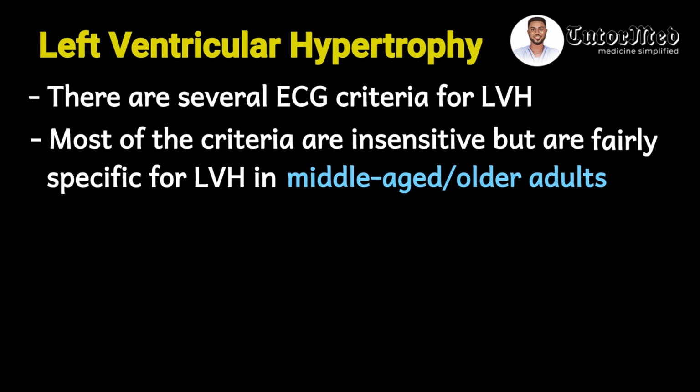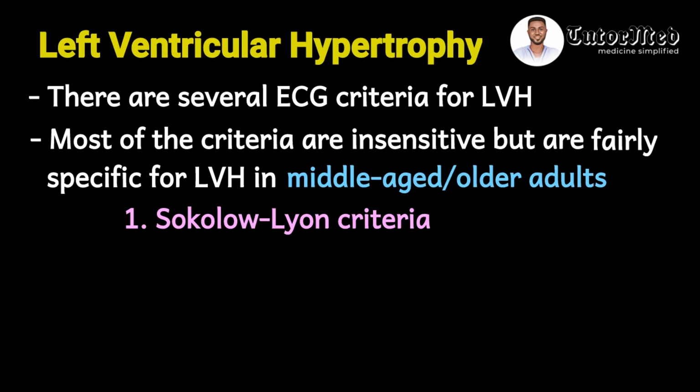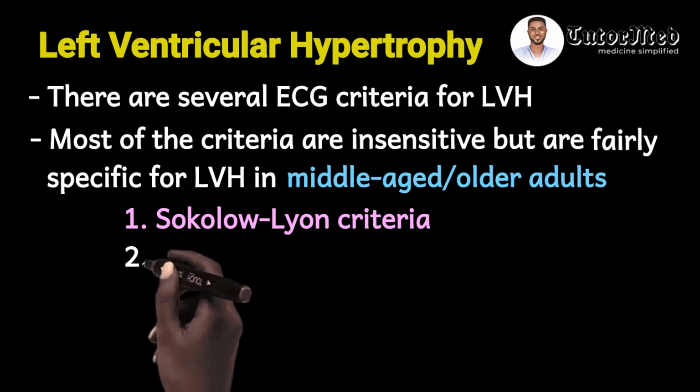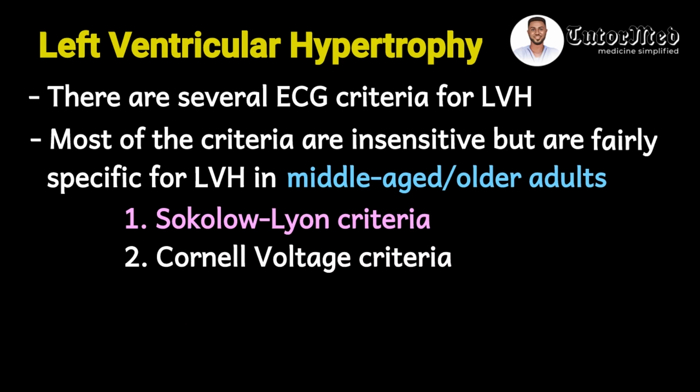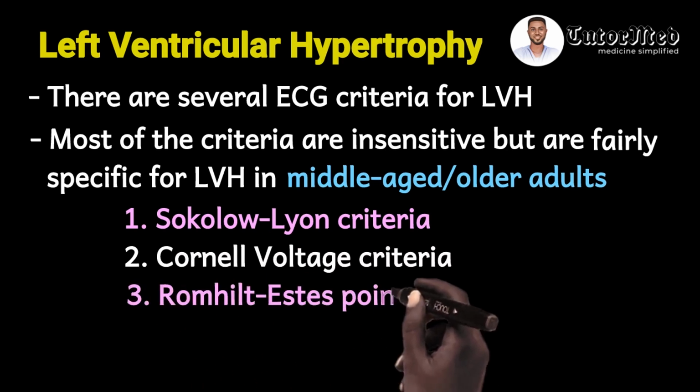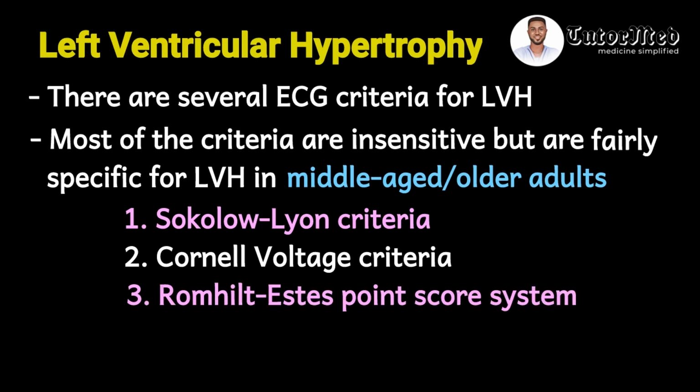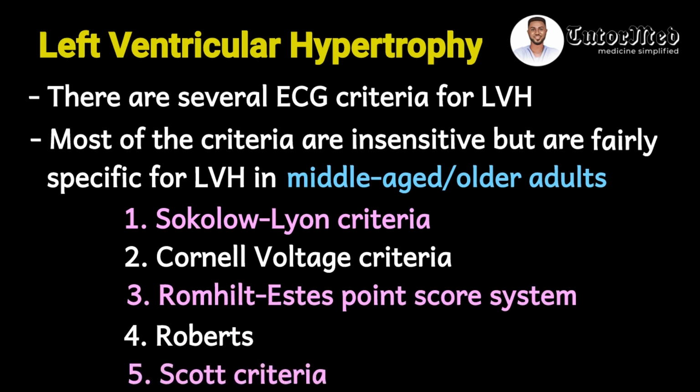So let's mention some of the criteria. The most common is the Sokolow-Lyon method, and that is what we will discuss and apply. The others include the Cornell voltage criteria, the Romhild-Estes point score system, the Roberts criteria, and then Scott's criteria. Very good. And so what does the Sokolow-Lyon criteria for left ventricular hypertrophy say?